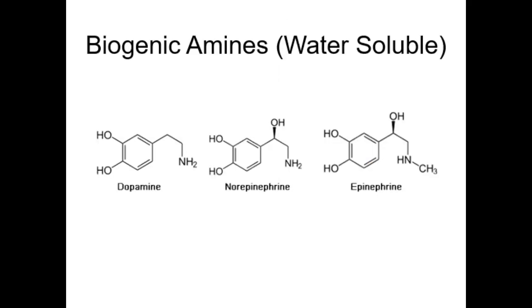So let's show you a picture of this and the different amino acids here. You can see here an example: dopamine, norepinephrine, and epinephrine. They have this one carbon ring structure, and how they differ is based on what's attached to them, as you can see here. But again, the key thing to remember with biogenic amines is that they are also water soluble, along with the protein hormones.